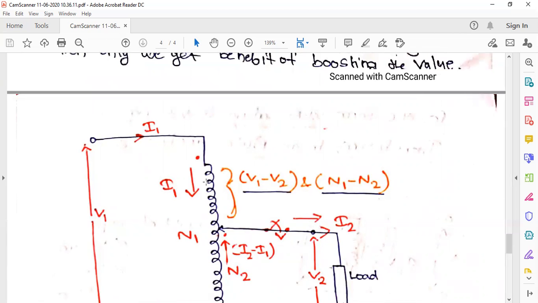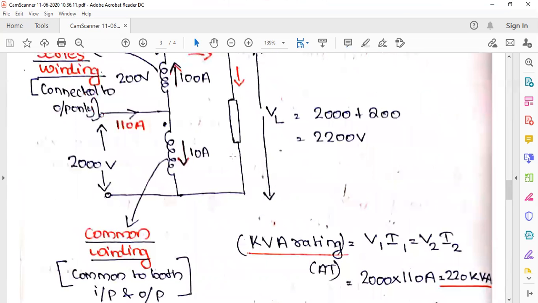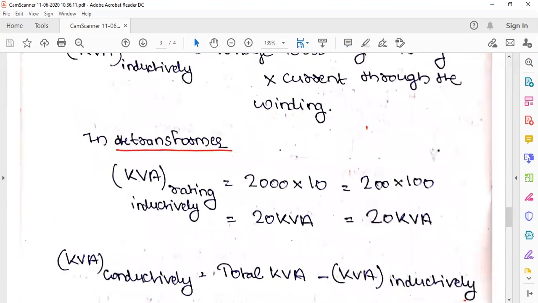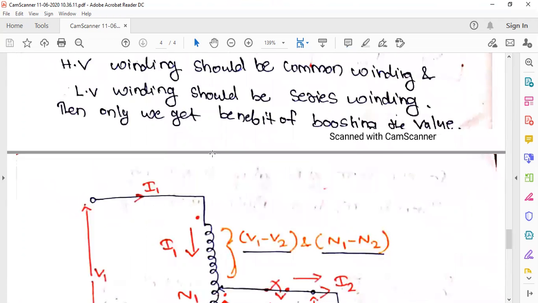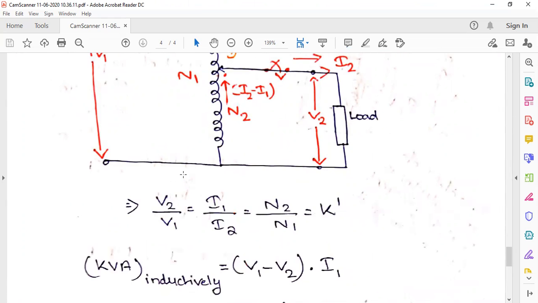This is clear from this figure. So how is it I2 minus I1? Why is it V1 minus V2? I think everything is clear for you. This is N1, this is N2. So this much will be N1 minus N2. And this is V1, this is V2. So this will be V1 minus V2. This is I1 here, this is I2 here. So here what flows is I2 minus I1.